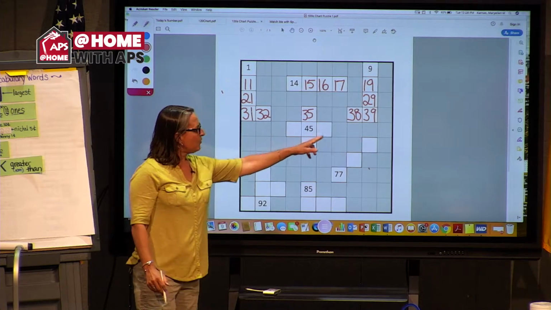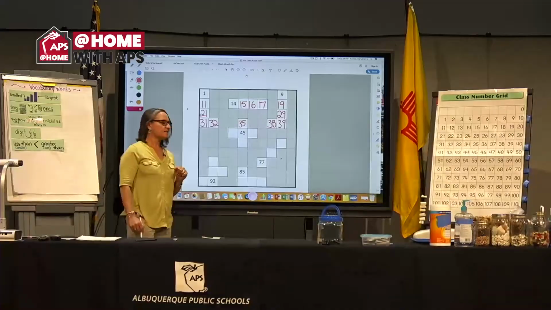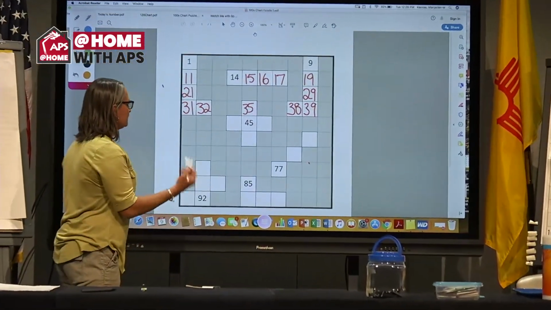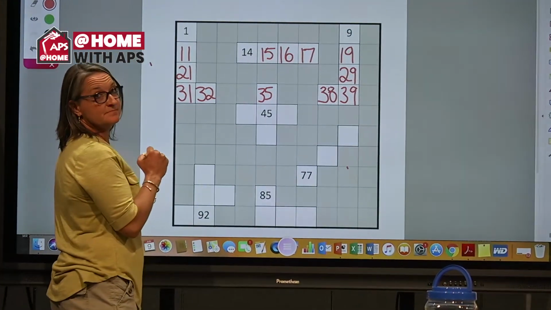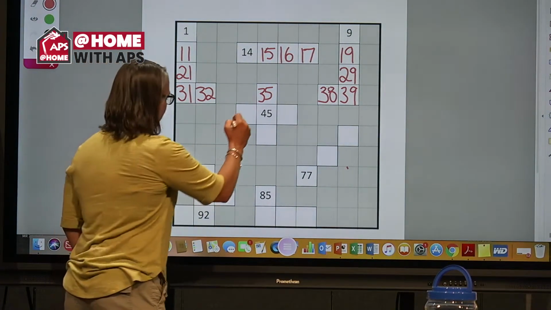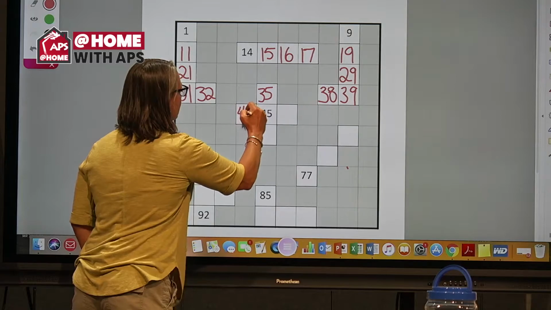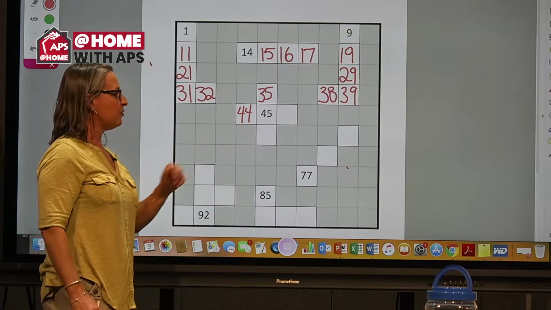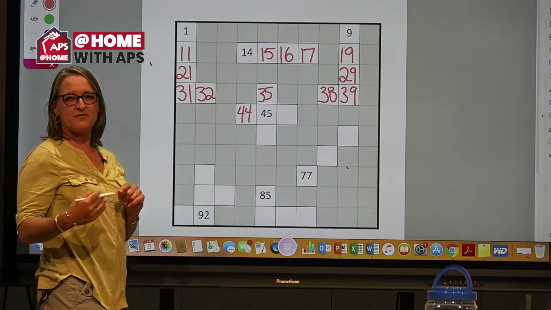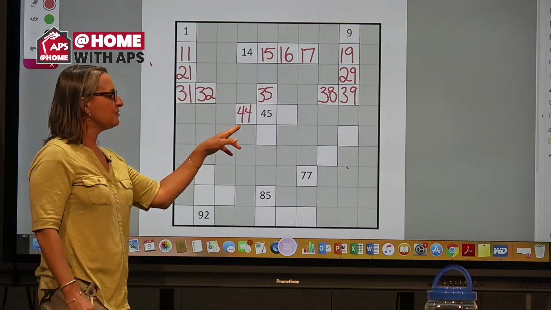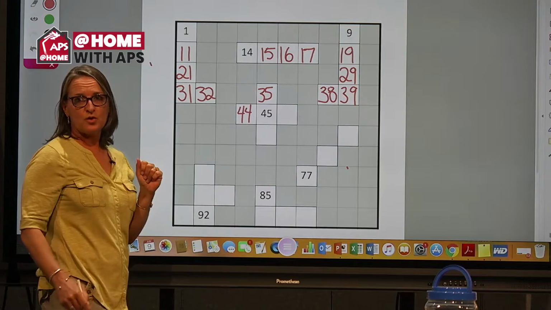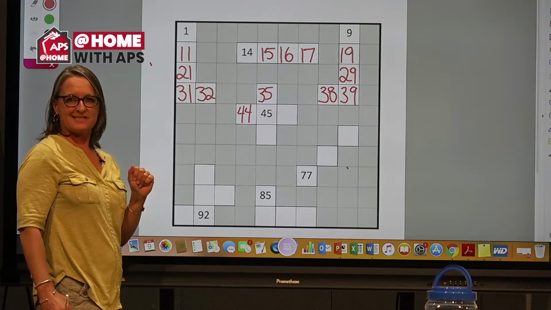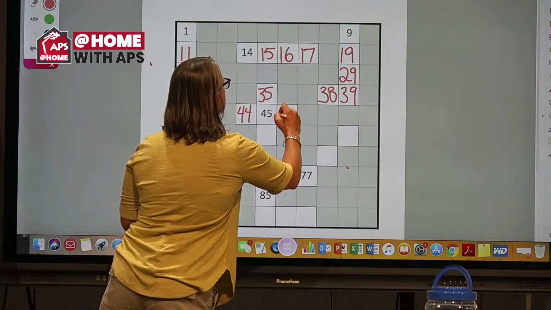So now we have 45 right in the middle of this next row. So we know that this is the 40s family. What comes right before 45? That's right, 44. And we can use the pattern of 5 and 4, right? If you know that 4 comes before 5, you can use that to help you know that 44 comes before 45. What comes right after 45? You got it, 46.